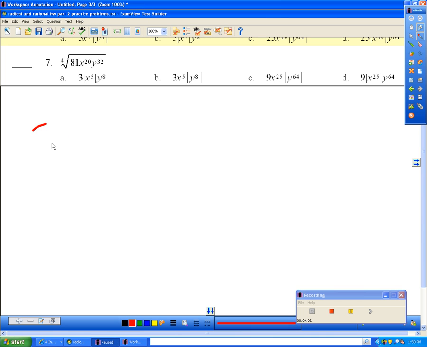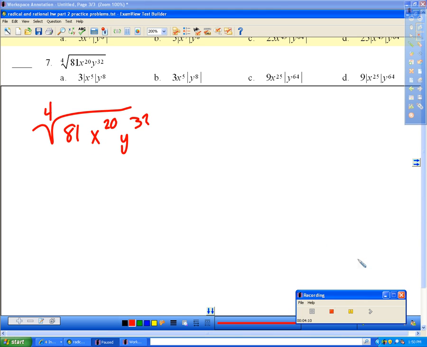Here's another one, very similar for you. The fourth root of 81, x to the 20th, y to the 32nd, sorry about that, I just sneezed. I'm now going to take the fourth root in order to simplify it.